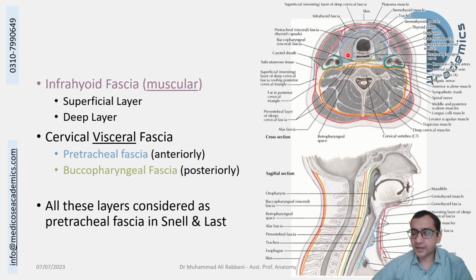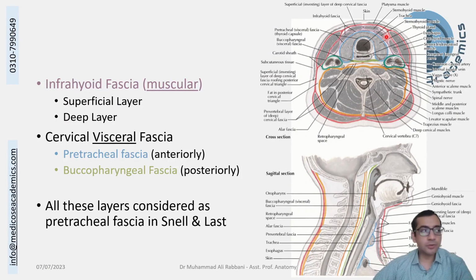To cover the back aspect, Allah Almighty has given us the buccopharyngeal fascia. Now the buccopharyngeal fascia, along with the pretracheal fascia, is completely enclosing it. So buccopharyngeal fascia plus pretracheal fascia are together known as the visceral fascia.